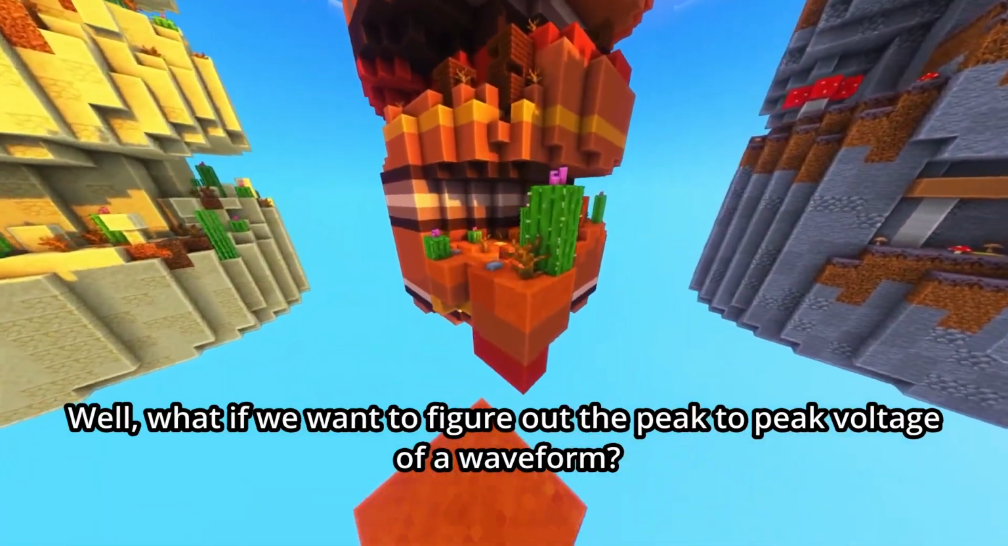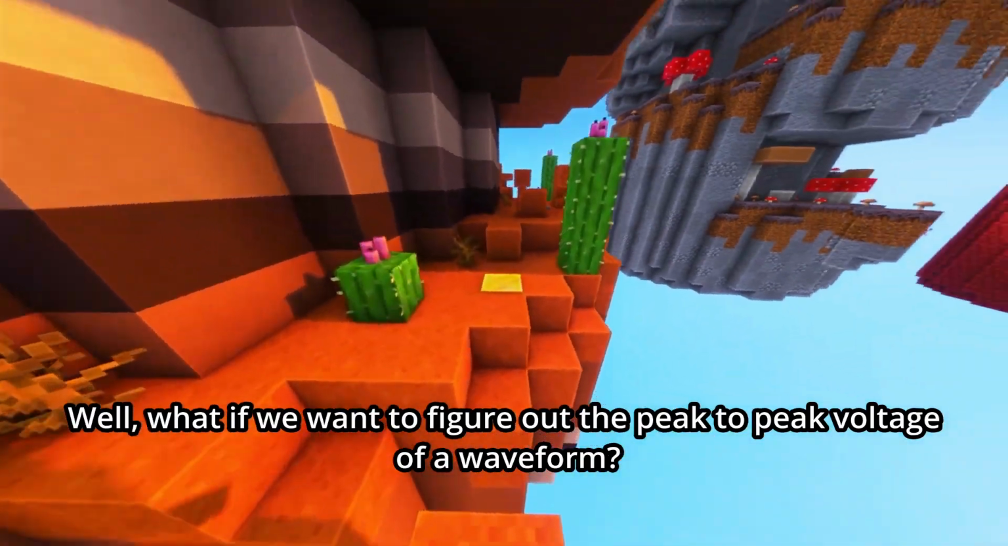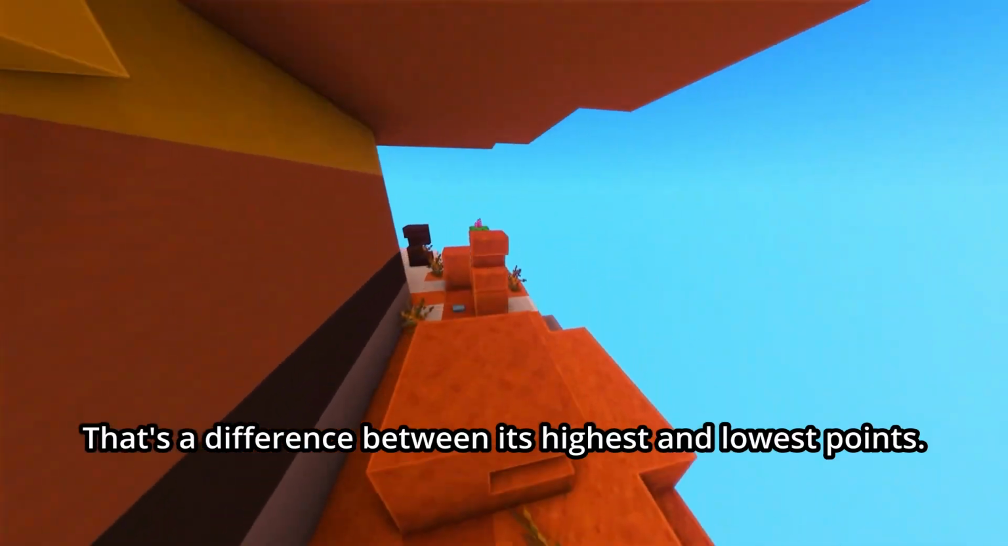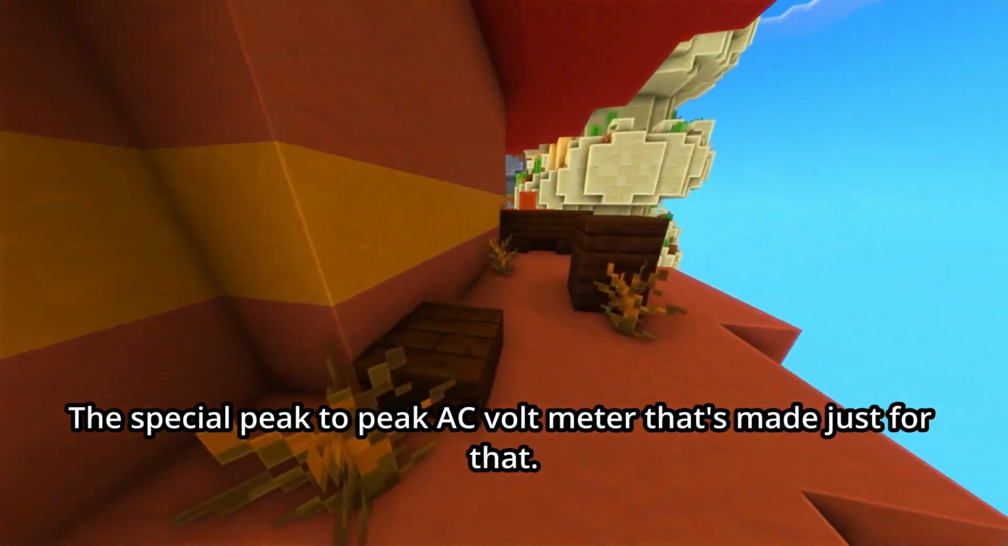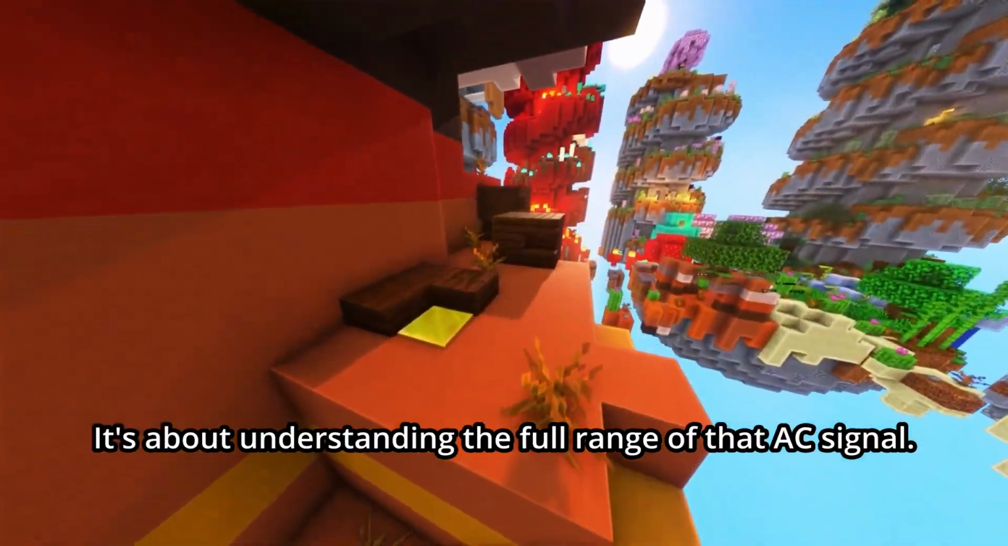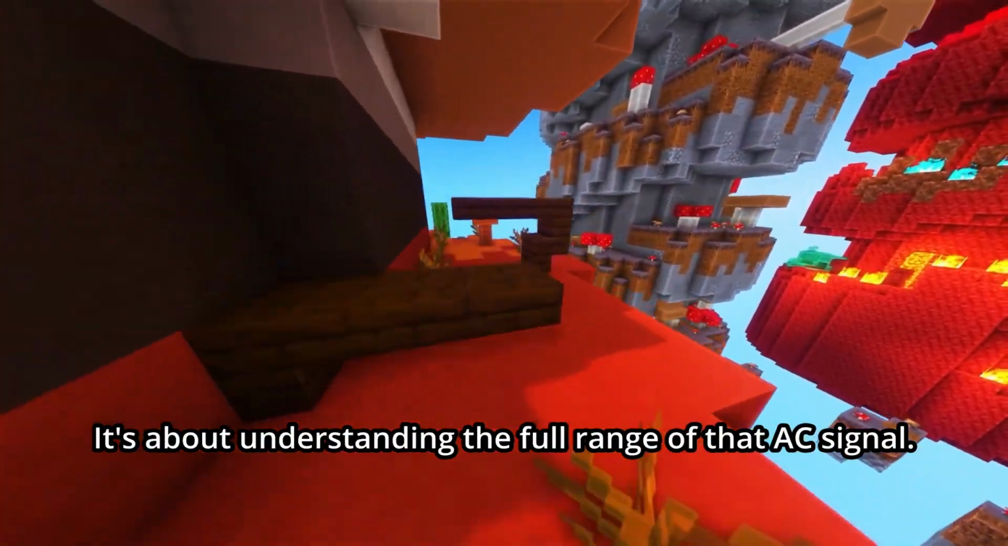Well, what if we want to figure out the peak-to-peak voltage of a waveform? Peak to peak. Yeah, that's the difference between its highest and lowest points. There's a special peak-to-peak AC voltmeter that's made just for that. So it's not just about the average voltage then. Right. It's about understanding the full range of that AC signal.